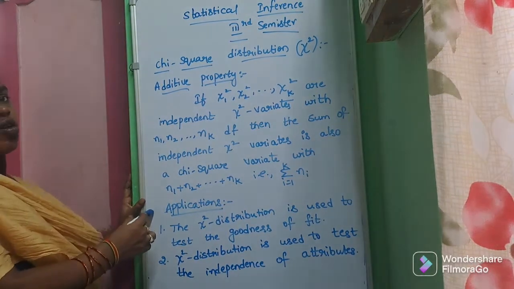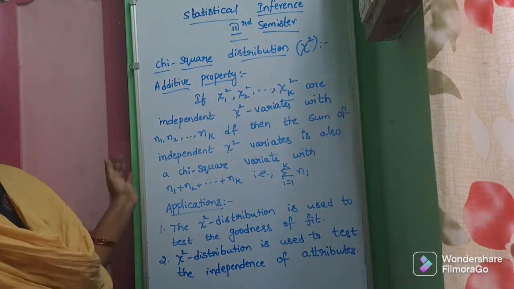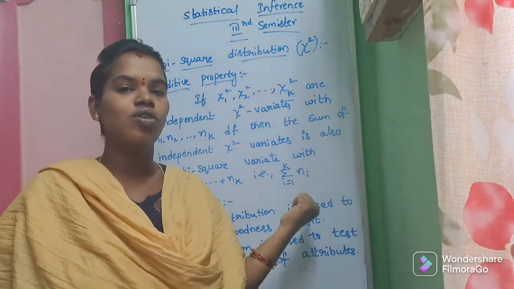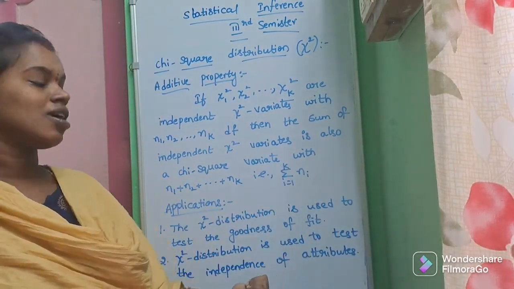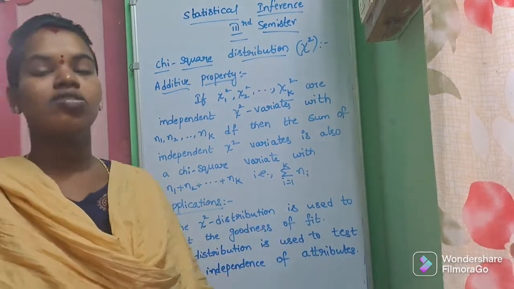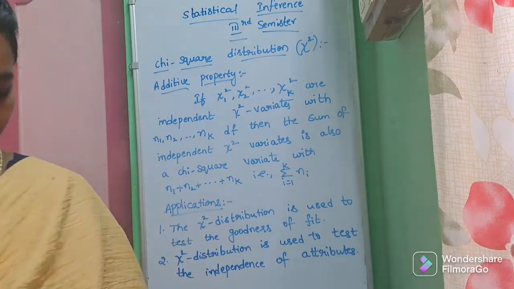And its applications: where do we have to use this chi-square distribution? It is used to test the goodness of fit and it is used to test the independence of attributes. These two are the important applications.